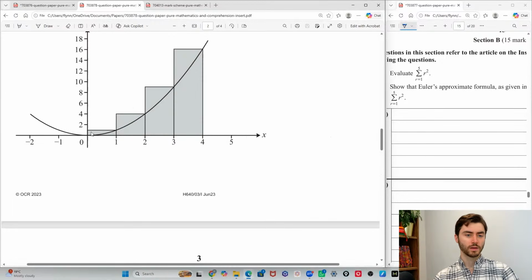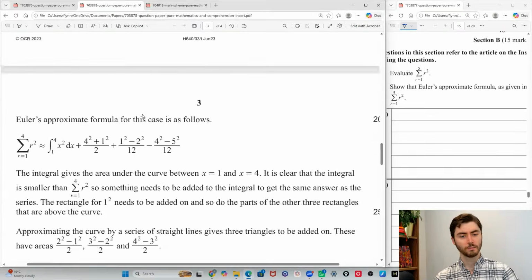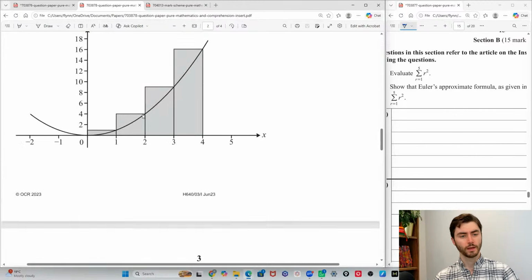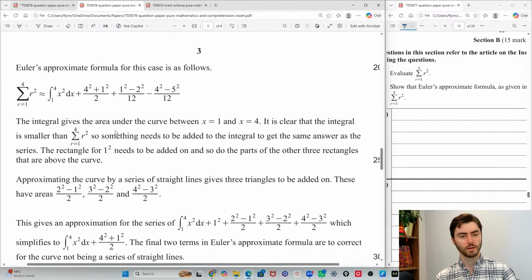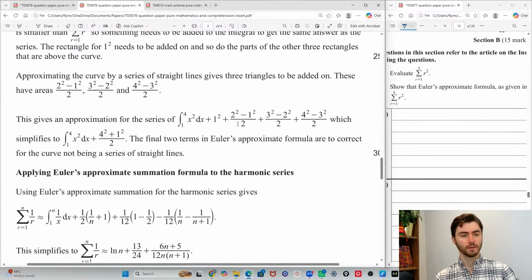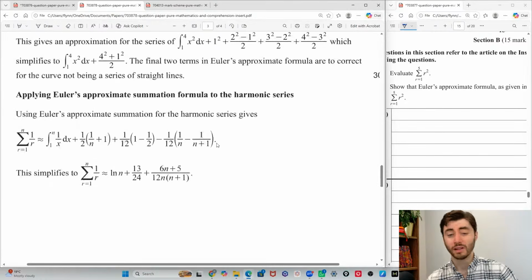So 2 squared minus 1 squared over 2, so half base. So that squared plus that squared over 2. Huh. This gives an approximation which simplifies. Okay, I'm not gonna lie, that's kind of gone off. So maybe I shouldn't just be reading the answer, but I'm getting a sense of what's happening here.